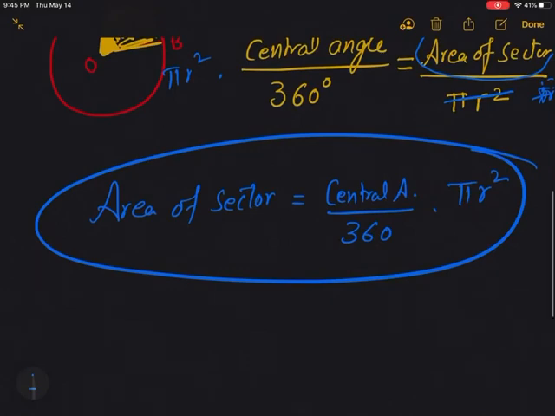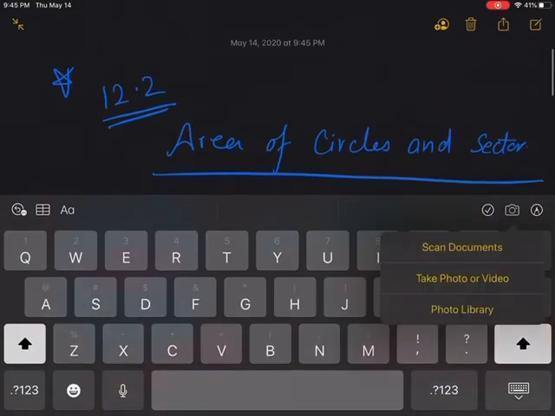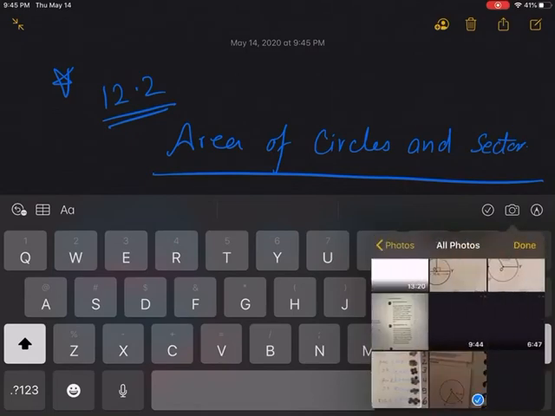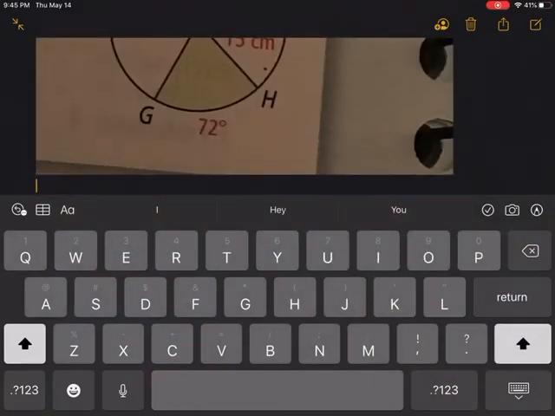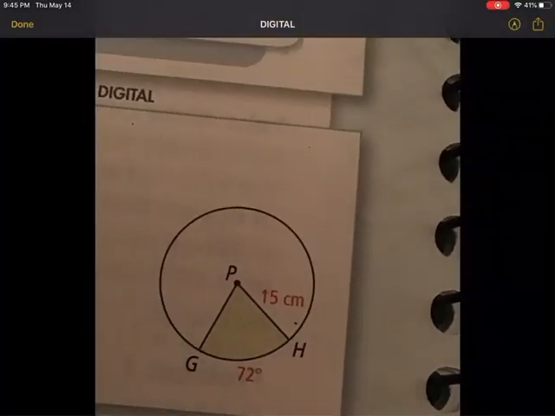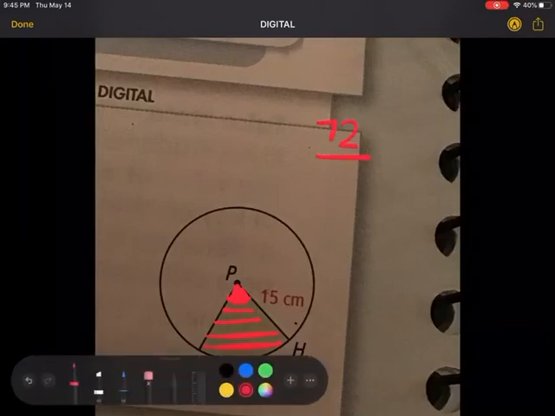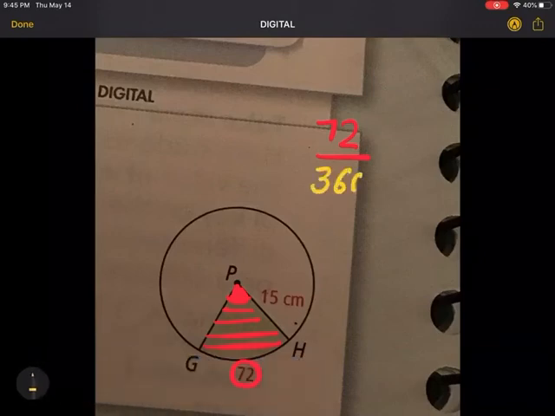So let me show you an example. Okay, so this picture. Now, if I ask you to find the area of this whole slice, same thing. First thing I need is the central angle. Remember, this central angle is the same as the angle measure of that arc, right? So it would be 72, so 72 over 360, which is the whole.